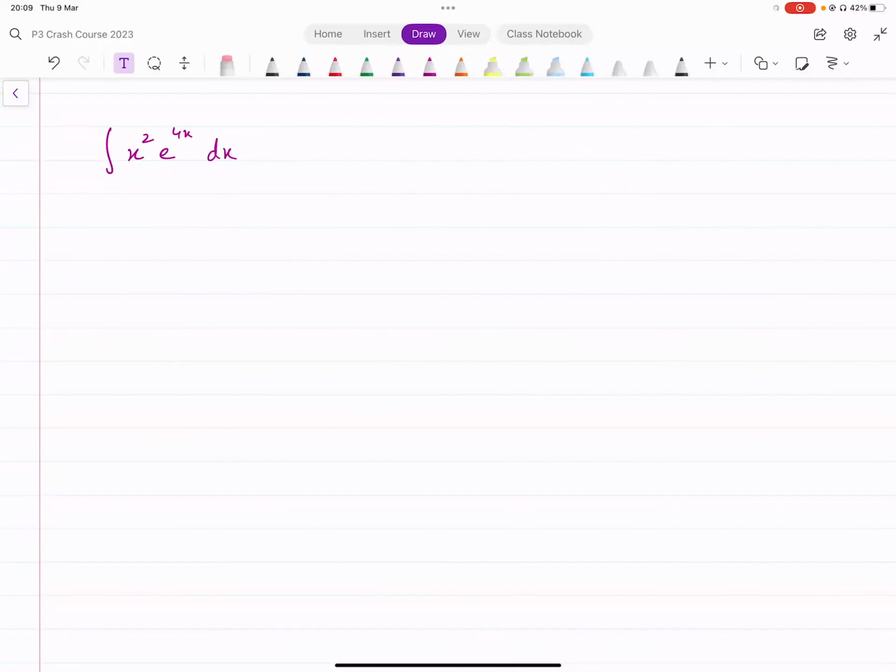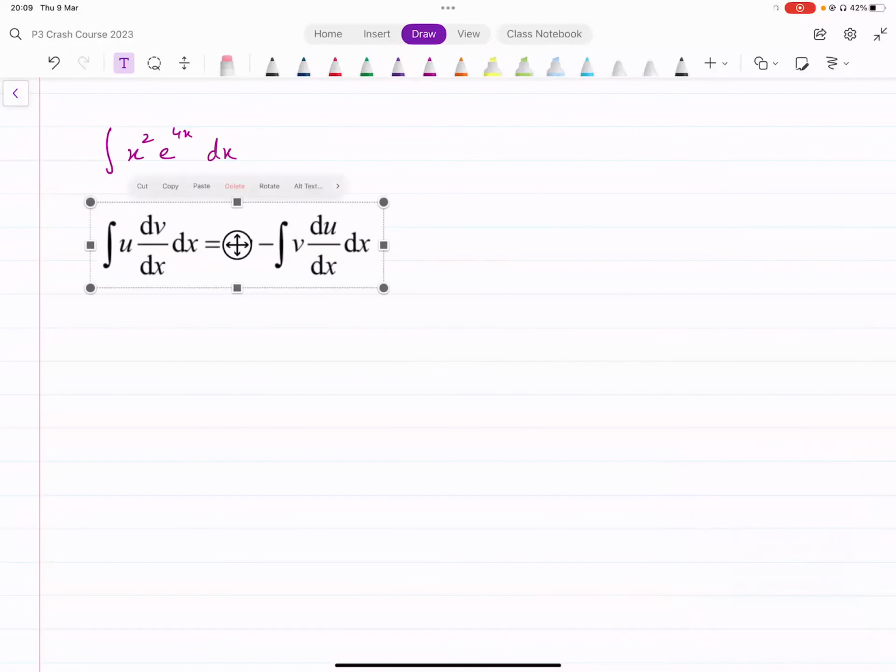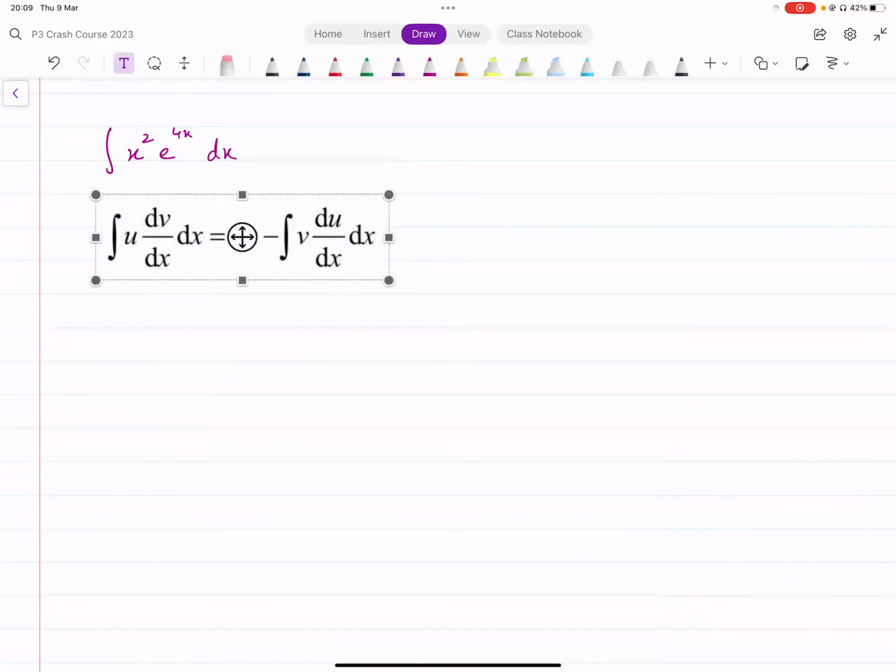Let me copy the formula. This is what the formula looks like. Now, first of all, we need to decide which of these two expressions to take as u and which to take as dv over dx. Let's use ILATE again. We have ILATE. What two expressions do we have here? We have x squared, which is algebraic, right? And we have e power 4x, which is exponential.